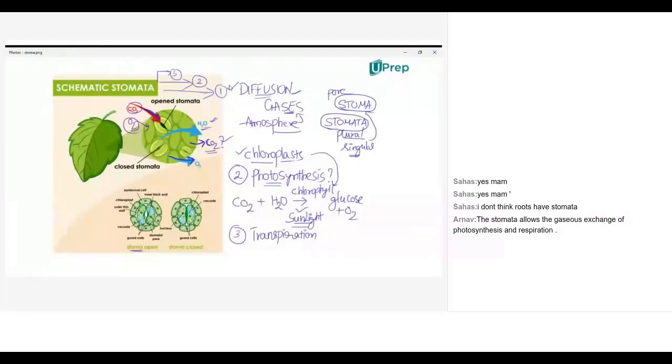Are there any doubts with the functional aspect of stomata? Because when we discuss the structure, this terminology regarding functions will be repeated again and again. That's why I'm insisting on this point. Do you have any doubts with the functional aspect of stomata or stoma? No, ma'am. Sahas? Alicia? No, ma'am. Okay.